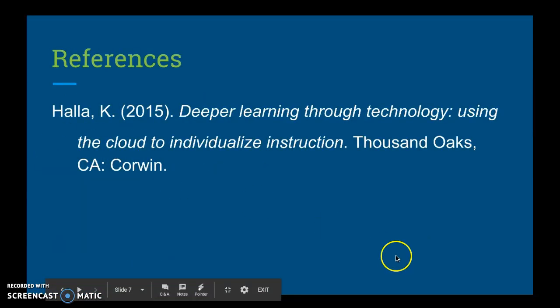So finally, these are my references. I used Ken Halla, Deeper Learning Through Technology from 2015, which is pretty recent. And I enjoy his book. It was enlightening on how to use the screencast and the podcast.